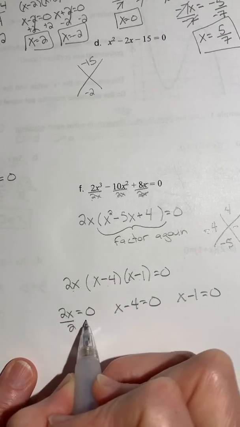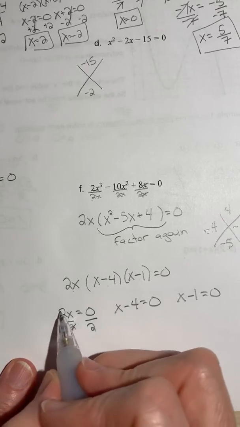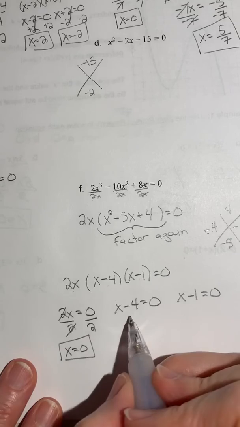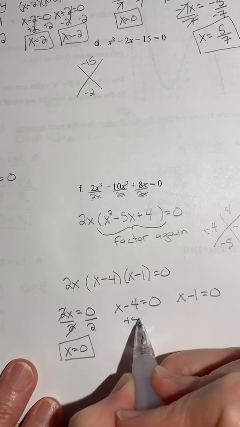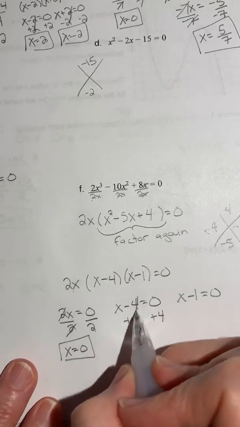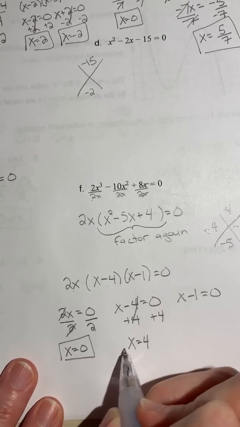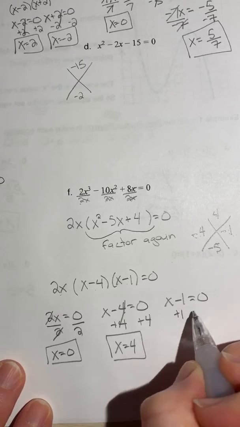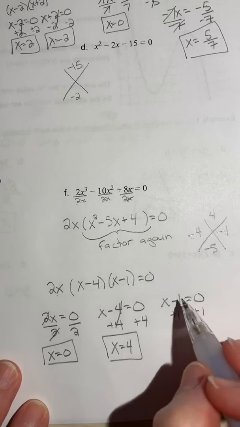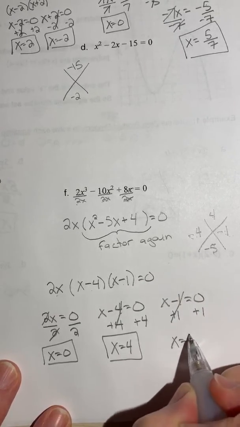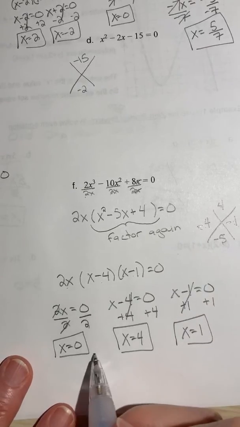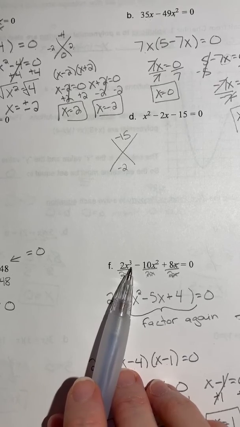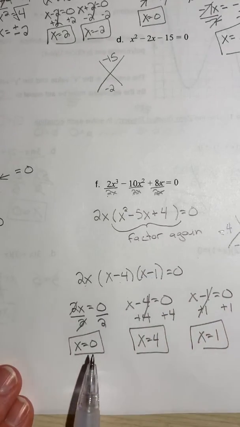So here I'm going to undo multiplication by dividing, and I get x equals 0. Good enough. Here, undo subtraction by adding 4 to both sides. X equals 4. Good. Another solution. Here, undo subtraction again, this time adding 1 to both sides. So x equals 1. So this has 3 solutions, which actually makes sense because an x to the third can and oftentimes will have 3 solutions.